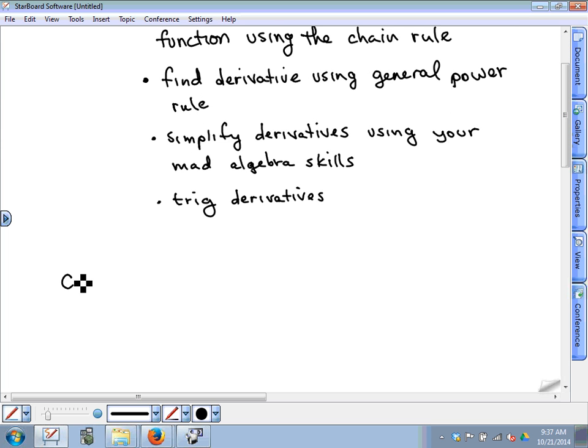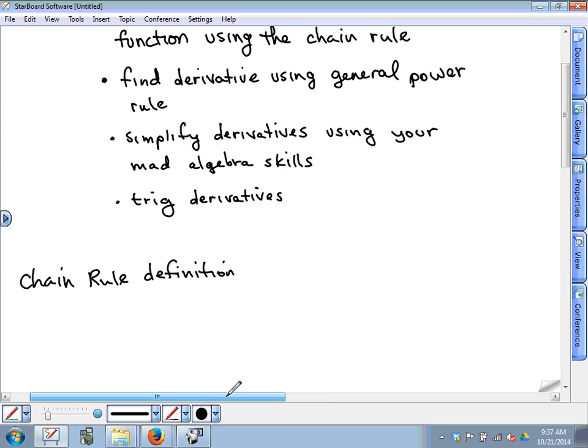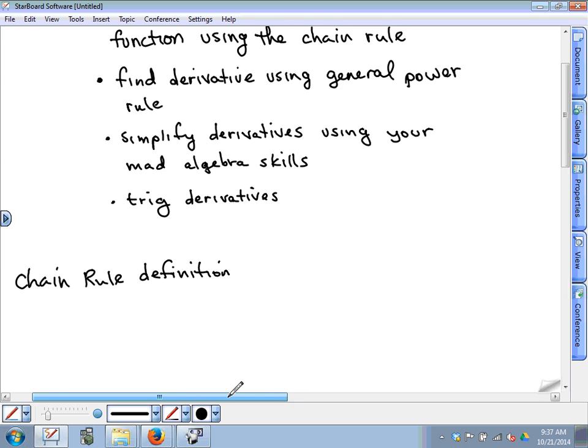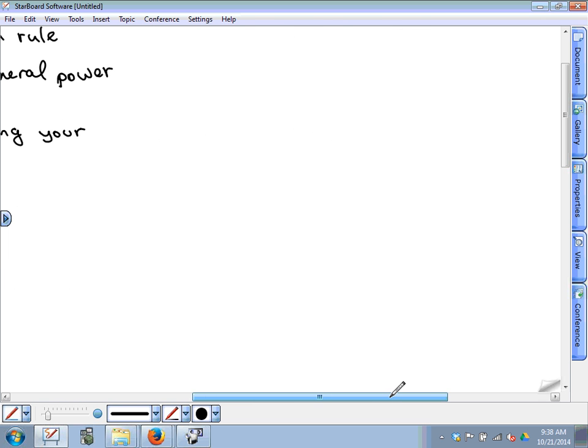So let's start with what the chain rule is. Chain rule definition. Well, actually, let's do a little background. Sorry. Just a little tiny bit of background. You don't even need to write this down. Just watch and remember.